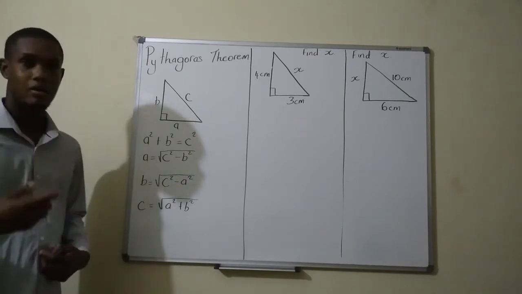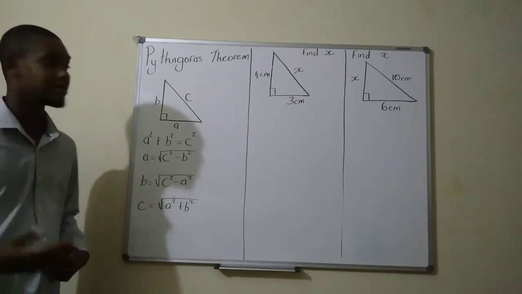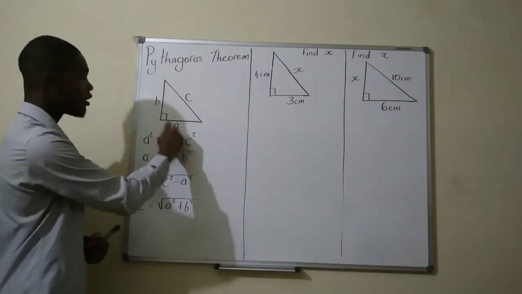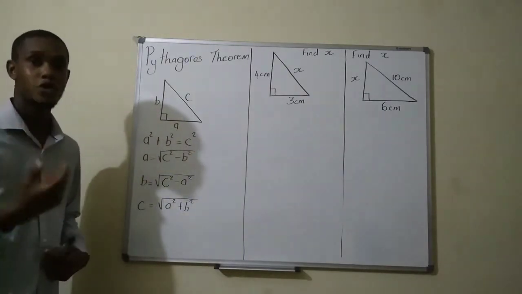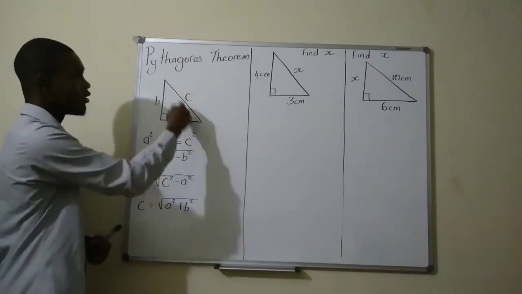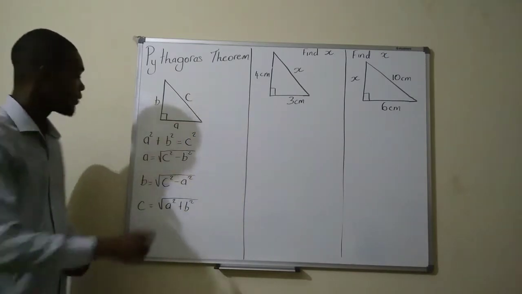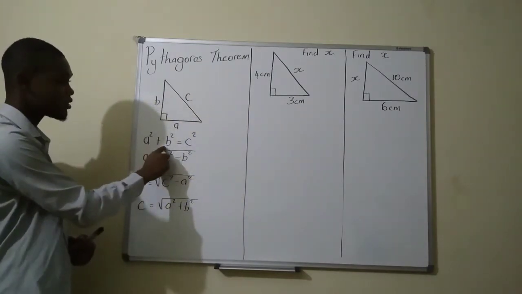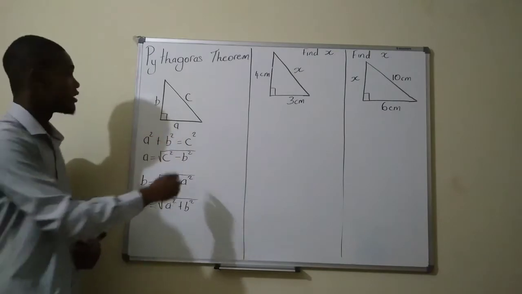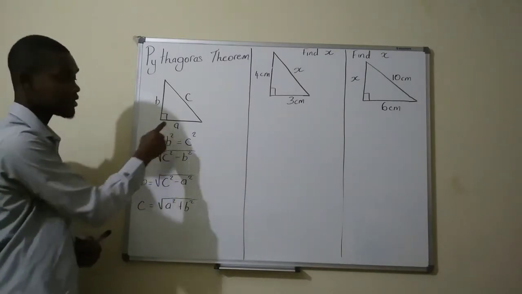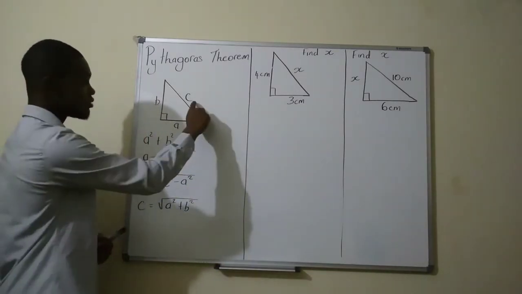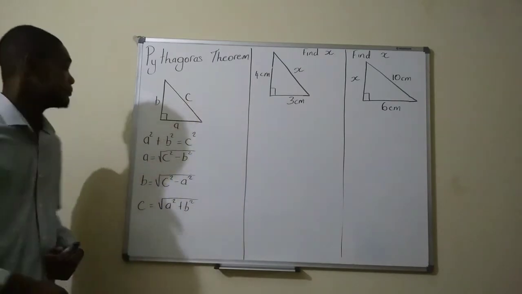So the Pythagoras theorem basically says that the squaring of the two shortest sides must be equal to the squared value of the longest side. And that is why they say a squared plus b squared is equal to c squared. So squaring this and adding them together, you must get this answer when you square this side.